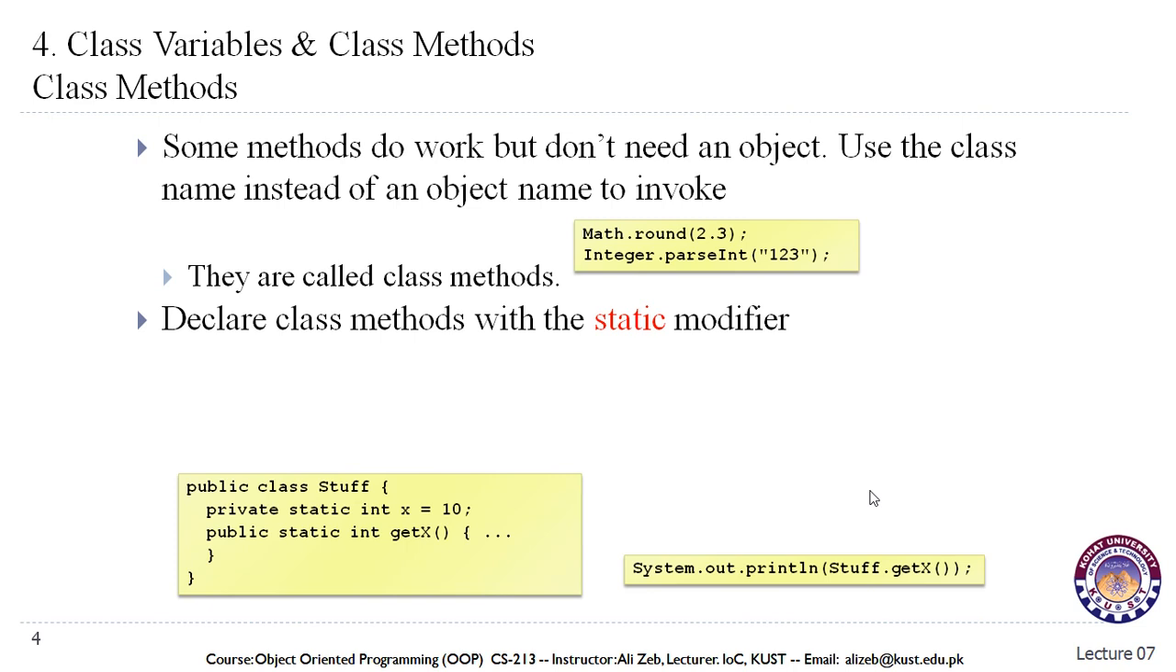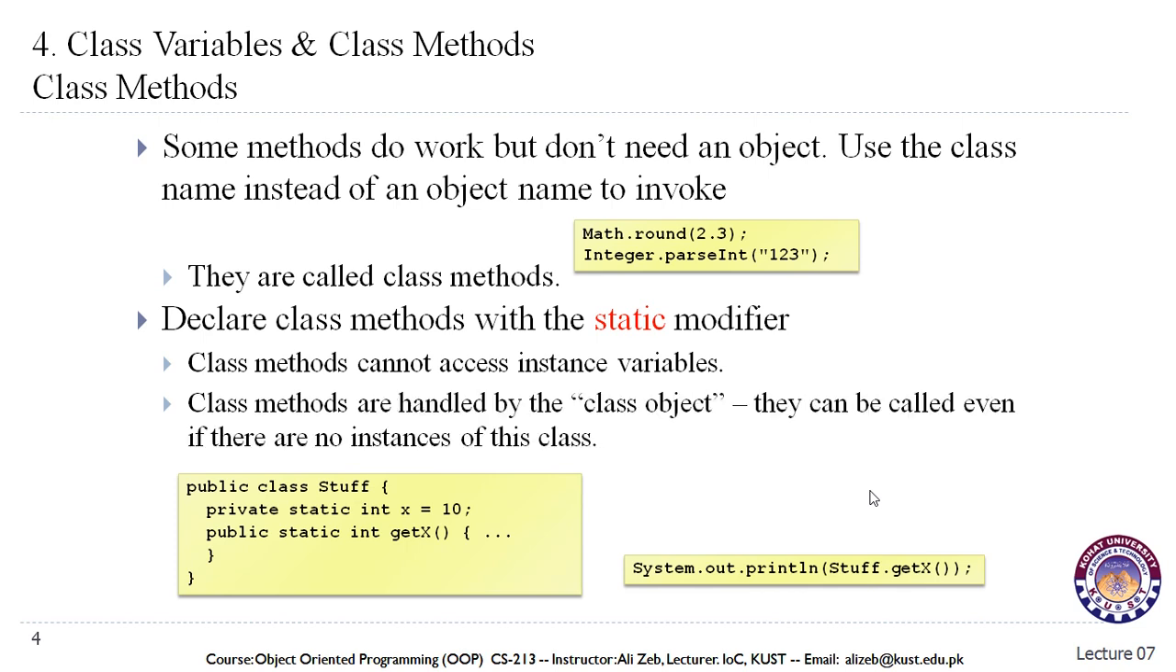So we declare class methods with the static modifier. Class methods cannot access instance variables. We need to remember that we cannot access our instance variables in a static method. Class methods are handled by the class object. They can be called even if there are no instances of this class.